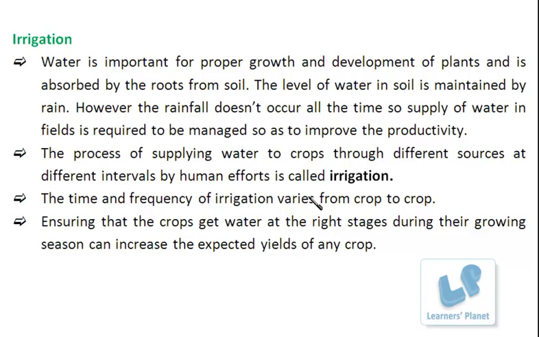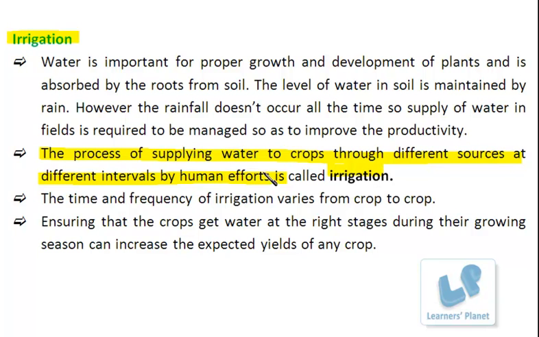So the first part related to crop production management was nutrient management, and that we discussed in the earlier session. In today's session, I will explain the next part in crop production management, and that is irrigation. So what is this irrigation? I hope you understand this point very well. It is the process of supplying water to the crops through different sources at different intervals by human efforts. So this is what is meant by irrigation.